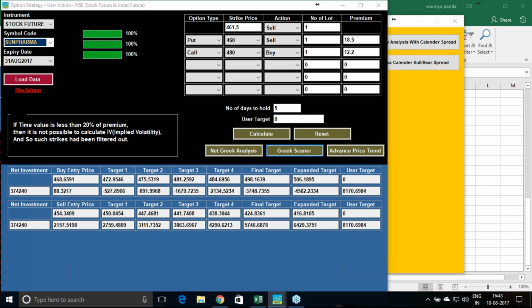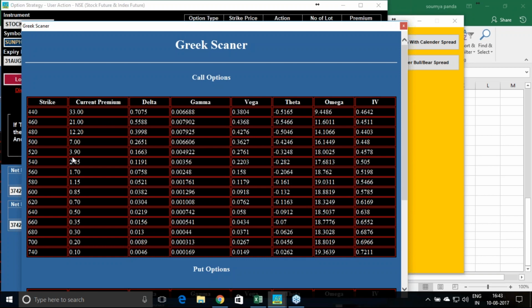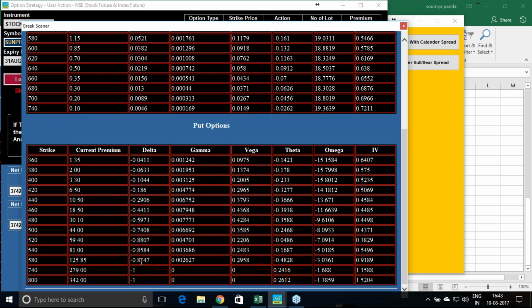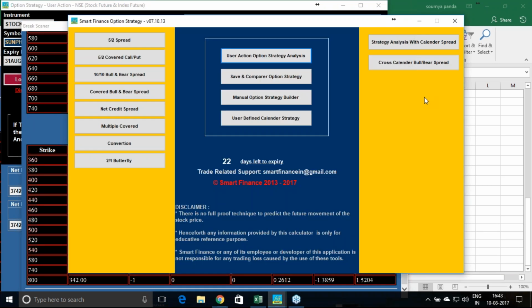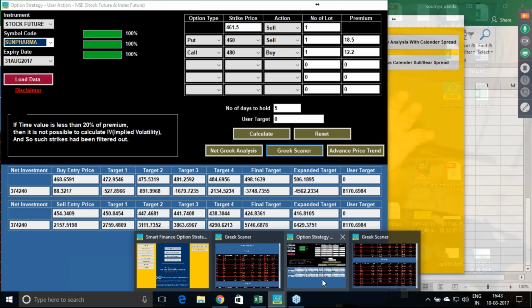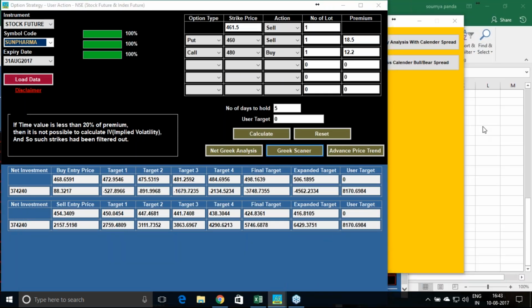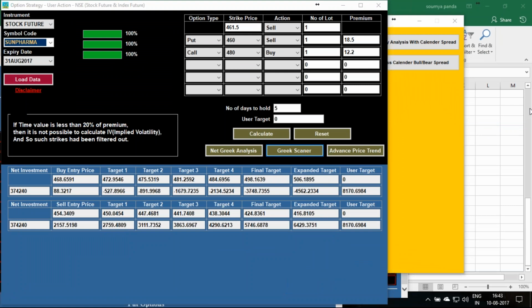So let me calculate. Let me go to the Greek scanner. The Greek scanner says the 480 call option has a delta of 0.4, and the 460 put option has 0.44. So how does the net Greek translate? Always, futures have a delta of plus 1 or minus 1. Either it will be plus 1 or minus 1. Here we sold, so it's minus 1. Selling a future always has minus 1, buying a future always has plus 1.